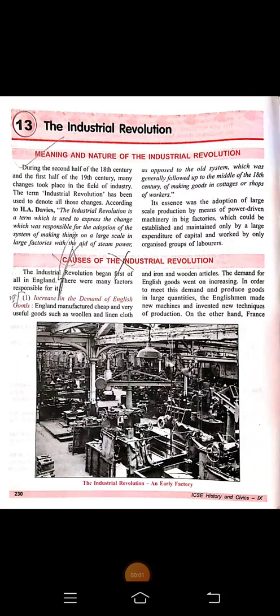Chapter number 13 from your history book of grade 9, and the name of the chapter is the Industrial Revolution. We have to understand the meaning of the Industrial Revolution. During the second half of the 18th century and the first half of the 19th century, many changes took place in the field of industry.